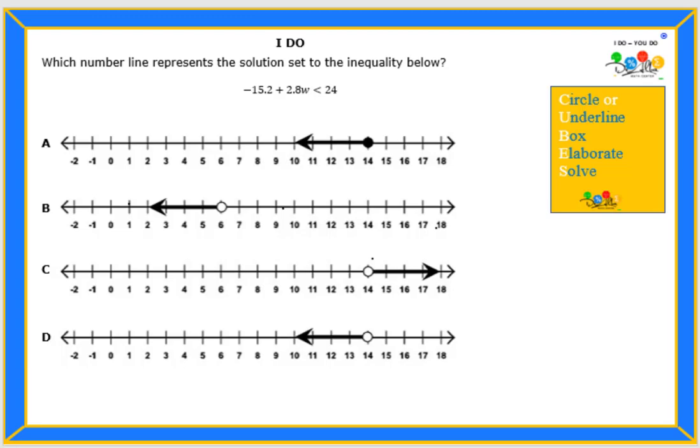Hello students, let's read this problem together. Which number line represents the solution set to the inequality below? And the inequality is written negative 15.2 plus 2.8w is less than 24. Okay, so I'm going to rewrite the inequality here so I can work with it.